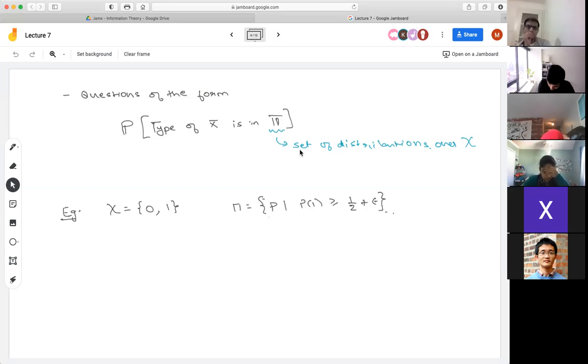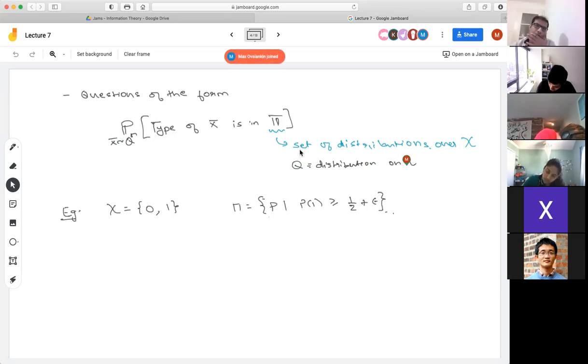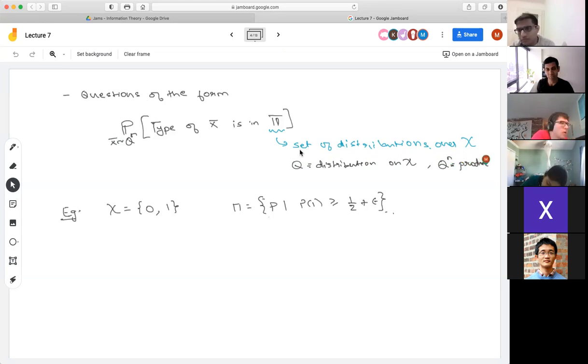So far, the question is not completely well defined, because I have to say how we are sampling this X bar. Where is this X bar coming from? In these applications, there will be some distribution Q, where again, Q is a distribution on the same space, and we will use Q to the n to denote the product distribution. So we are drawing n samples independently.